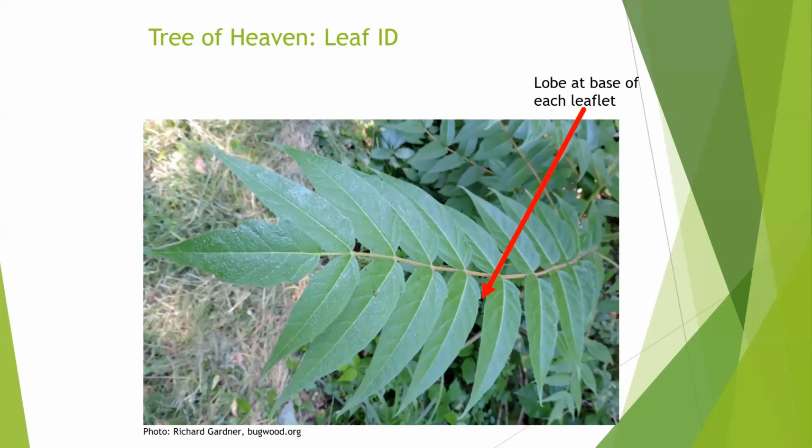In terms of identification, Tree of Heaven has what they call pinnately compound leaves. So what you're looking at is a single leaf, and what you might think are leaves are actually leaflets. They're just all part of one major leaf. To identify this plant when it has leaves on it, in the spring and summer, look for these lobes at the base of each leaflet. Each leaflet has smooth edges, not toothed, except for this one lobe at the bottom on one side.